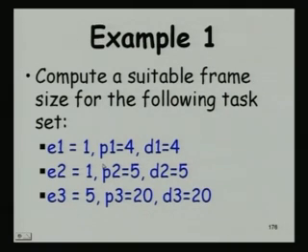So, there are 3 tasks, periodic tasks, and the period and deadline are the same for each of them. One is period 4, another 5, another 20, and the execution time required is 1, 1 and 5.